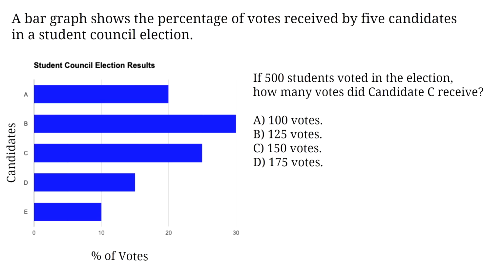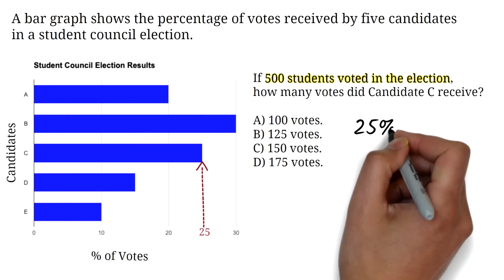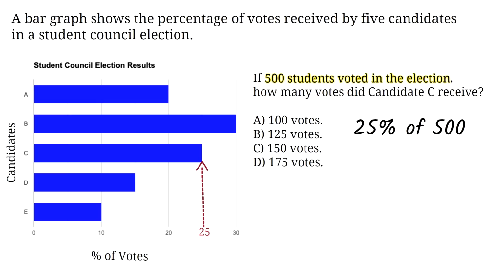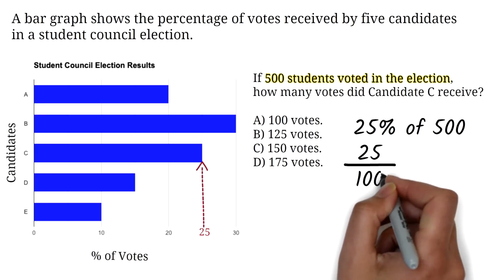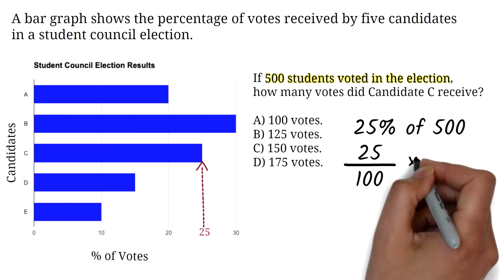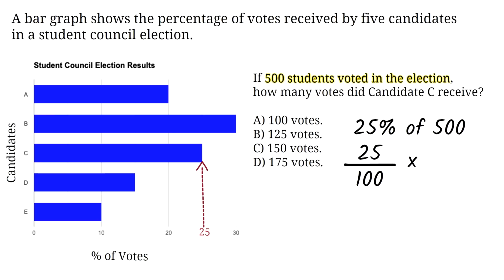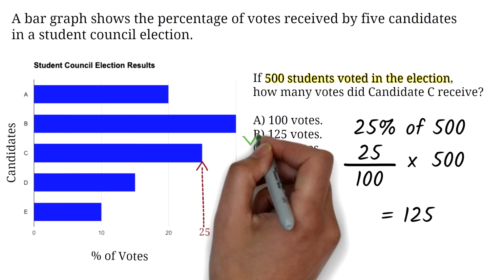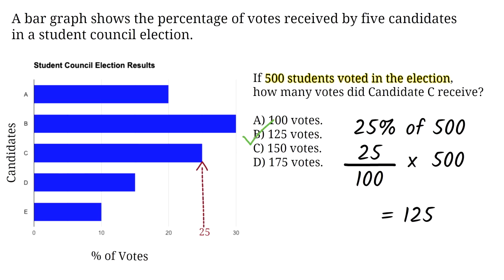To solve it, we need to first know the percentage of votes candidate C got. From the graph, we can see that candidate C got 25% of the vote. If the total votes cast is 500, then all we need to do to find candidate C's votes is to find 25% of 500. 25% is the same as 25/100. Of in mathematics means multiplication. So we have 25/100 times 500. We compute this on the calculator to get 125. So the correct answer is B, 125 votes.